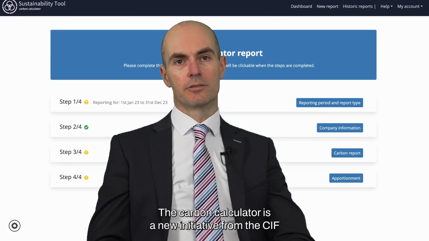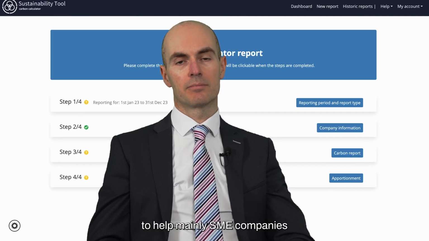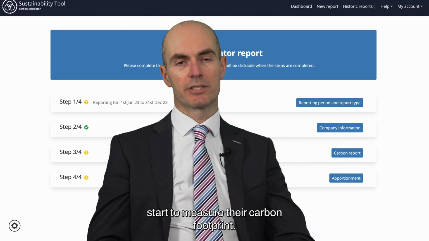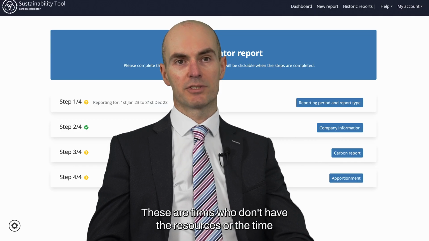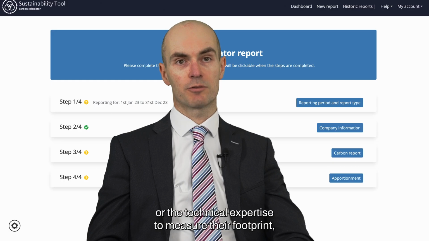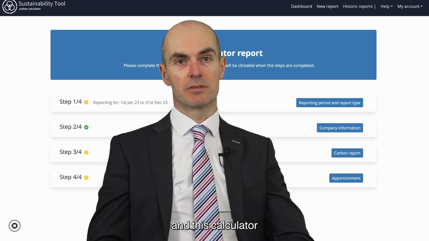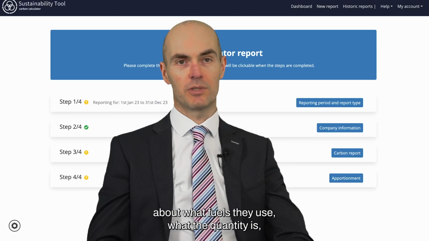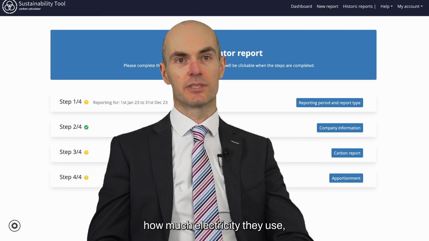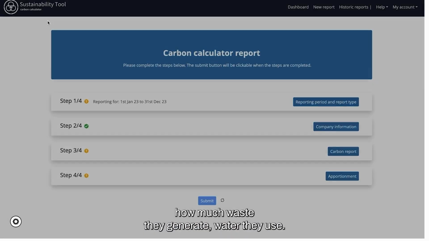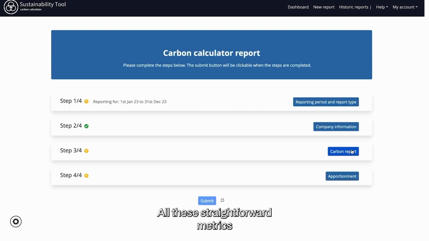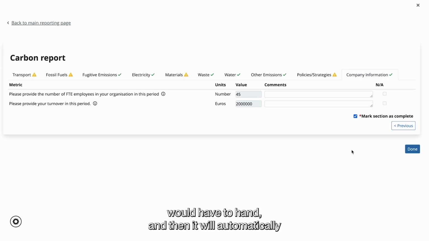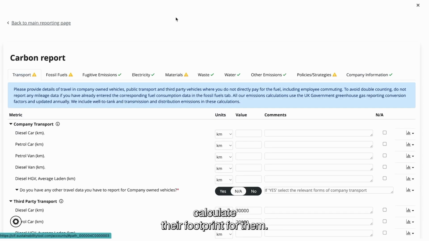Carbon Calculator is a new initiative from the CIF to help mainly SME companies start to measure their carbon footprint. These are firms who don't have the resources or the time or the technical expertise to measure their footprint, and this calculator will streamline that whole process for them. They just need to know the very basics about what fuels they use, what the quantity is, how much electricity they use, how much waste they generate, water they use. All these straightforward metrics that most companies would have to hand, and then it will automatically calculate their footprint for them.